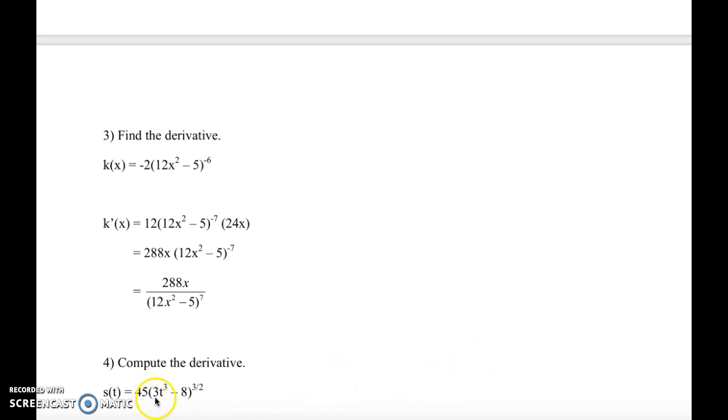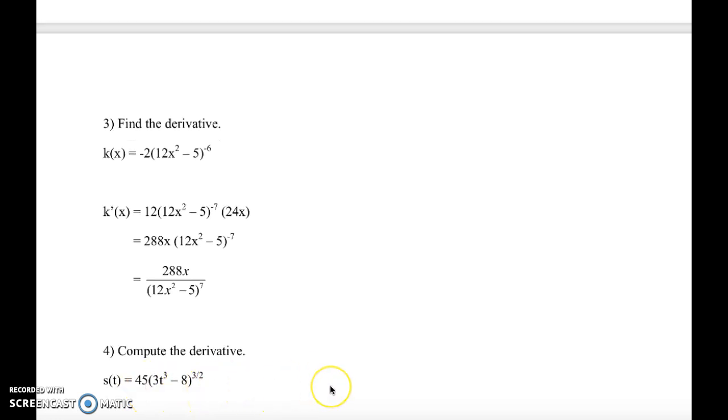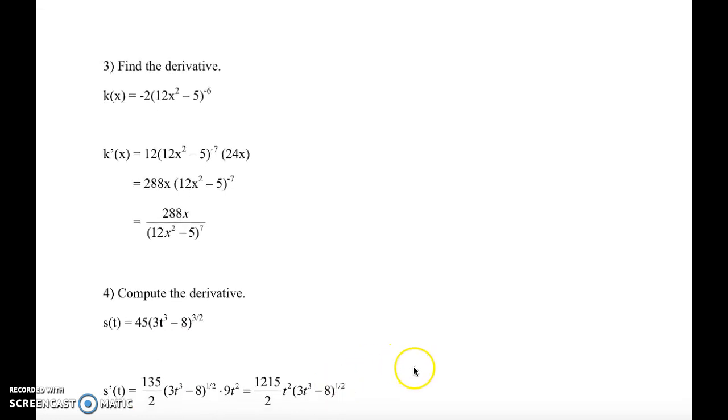We want to consider our g of x to be our 3t cubed minus 8. And then our outside function is going to be 45x to the 3 over 2 power. And when we go ahead and simplify it, it seems like it's not very simple. So we want to go ahead and take the derivative of our f of x, which is 45x to the 3 over 2. And we end up with 135 divided by 2. And then remember, we got to subtract 1 from 3 over 2, so it becomes 1/2.